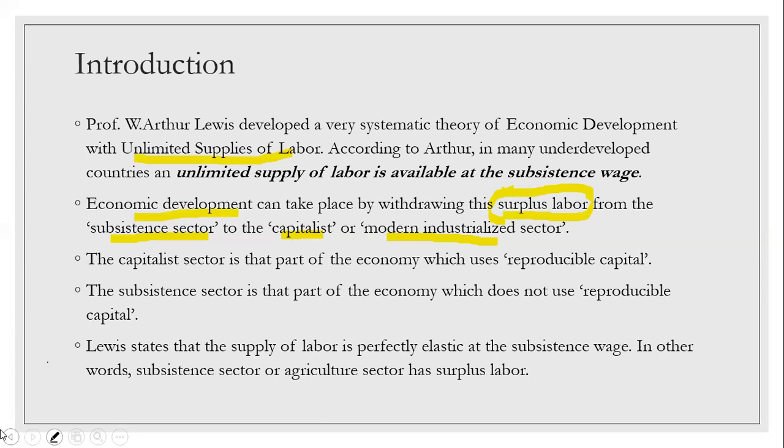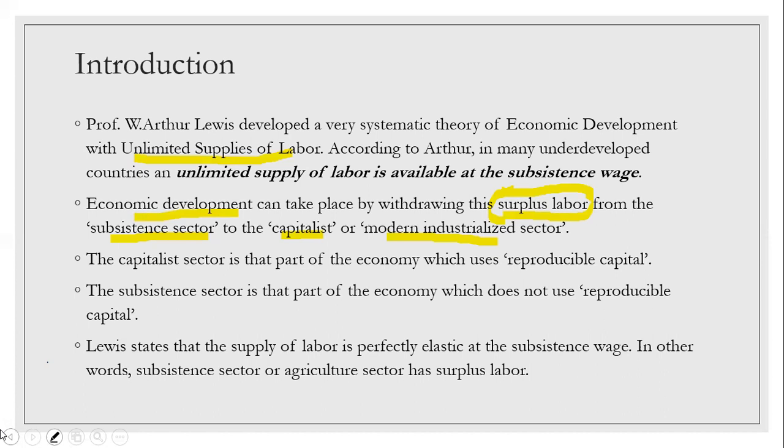The capitalist sector is that part of the economy which uses reproducible capital. The subsistence sector is that part of the economy which does not use reproducible capital. So this is how Arthur Lewis distinguishes between the capitalist sector and the subsistence sector. The capitalist sector uses reproducible capital, while the subsistence sector or agriculture sector does not use that kind of reproducible capital.